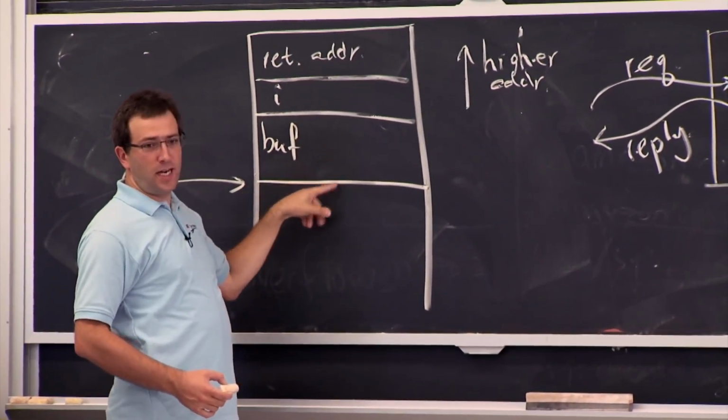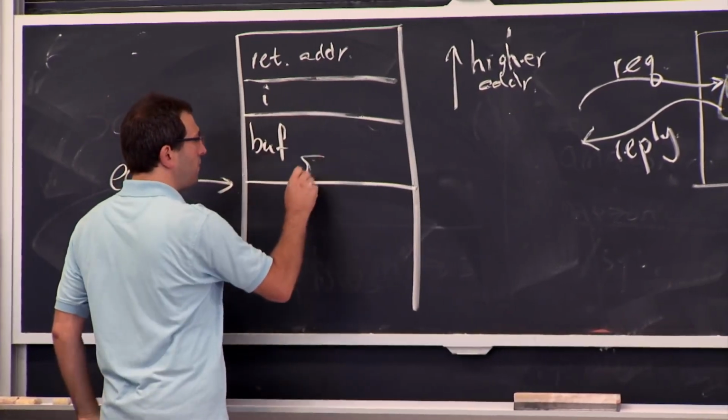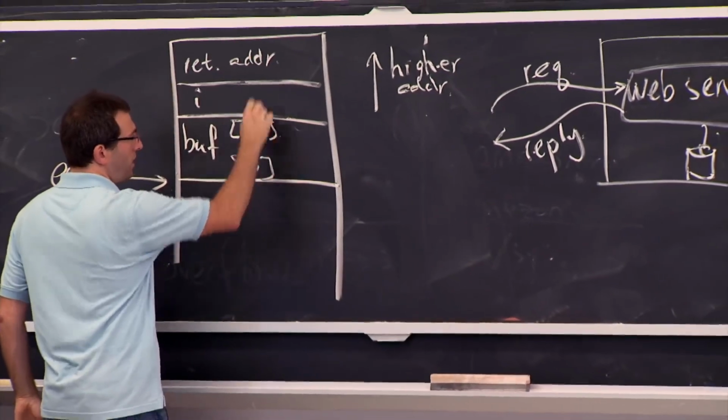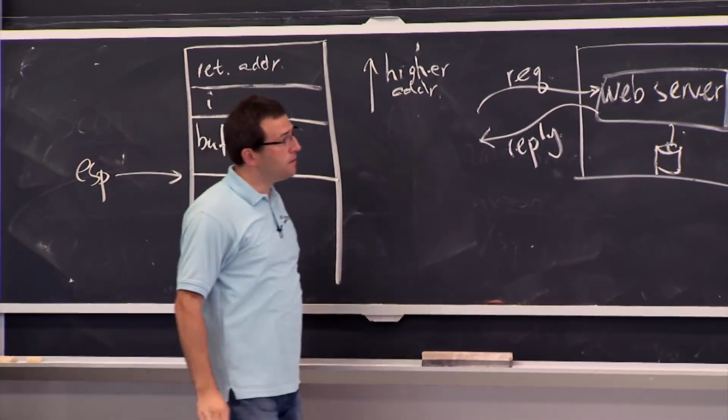Should be at the bottom, right? Because higher elements just keep going up. Yeah, so buff of 0 is down here. It just keeps going on. And buff of 127 is going to be up there. Then we'll have I and other stuff.